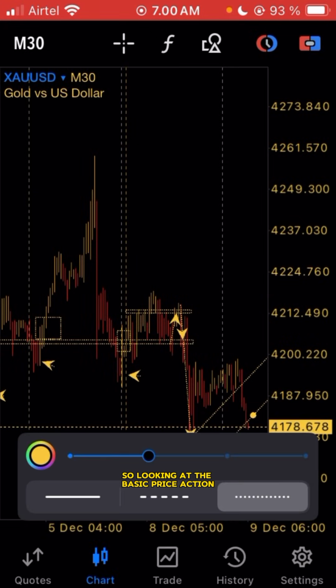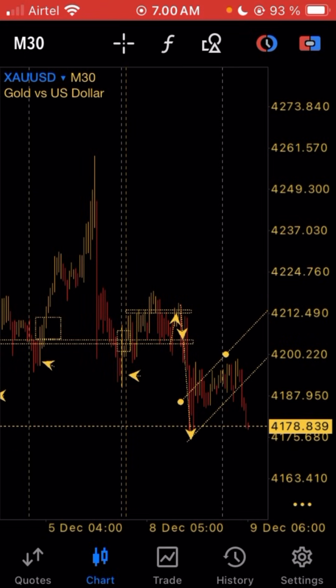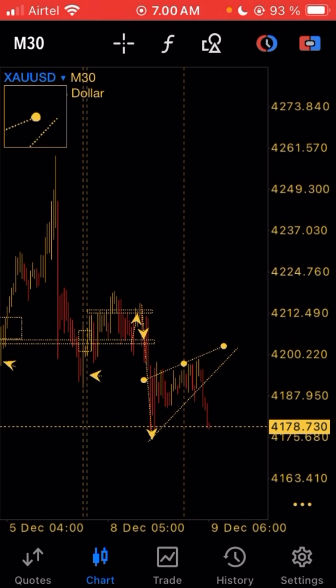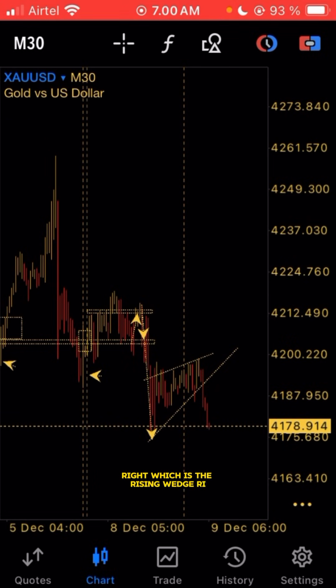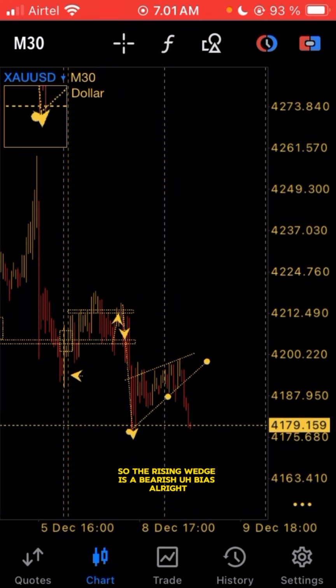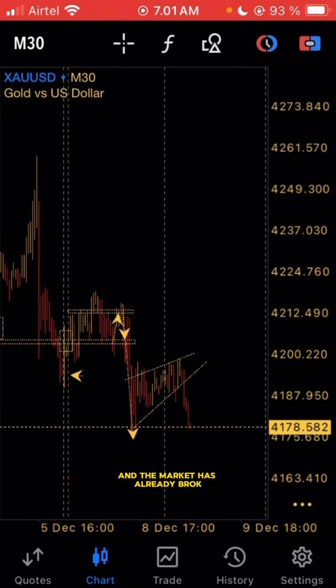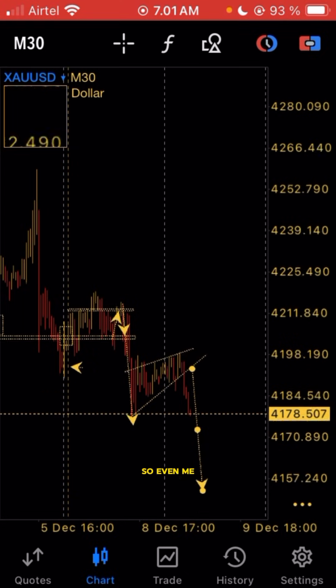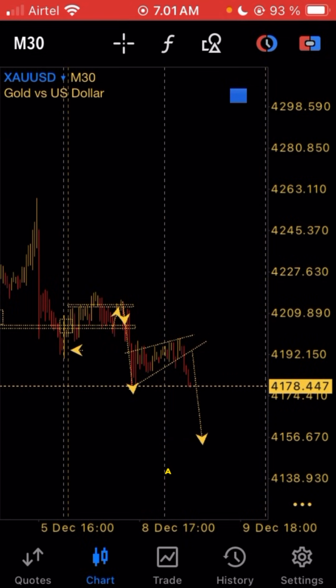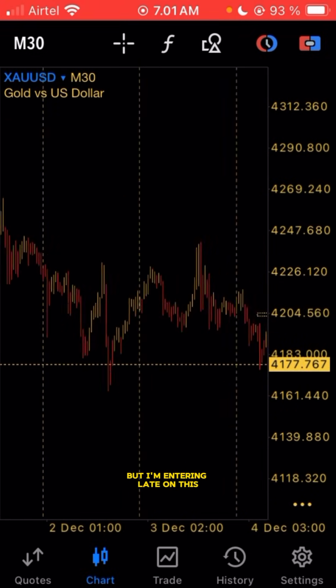So looking at the basic price action, we're going to see that we have a zone that the market has given us initially, which is the rising wedge. The rising wedge is a bearish bias, and the market has already broken. Now don't get it twisted, the market has already broken. So even me that was waiting for a setup, I was actually looking at other pairs, and now gold has given us a setup, but I'm entering late on this.